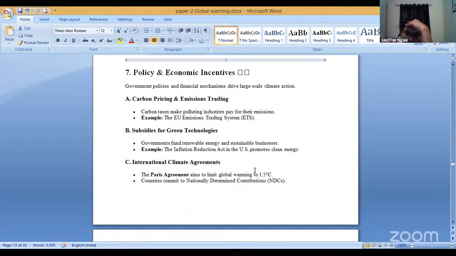International climate agreements: the Paris Agreement aims to limit global warming to 1.5 degrees centigrade. Countries are committed to nationally determined contributions.